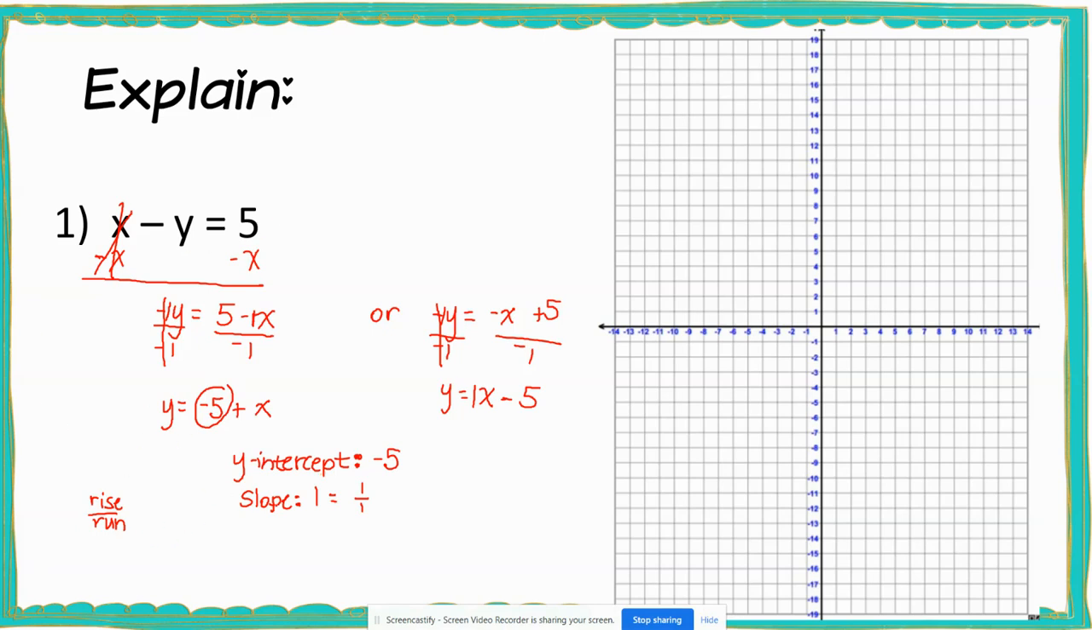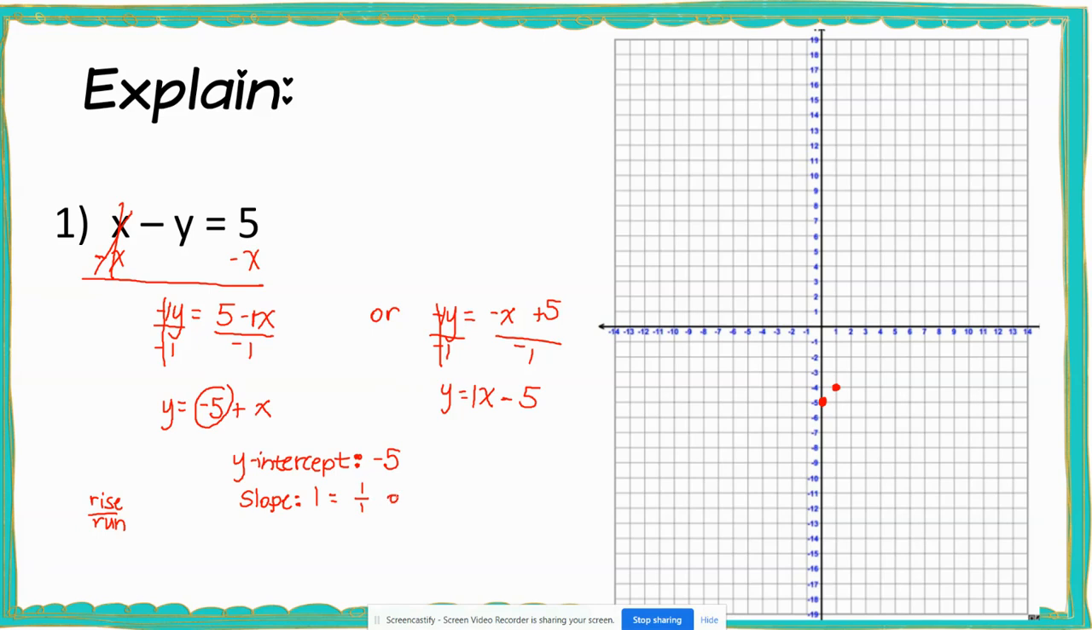Now that I have the y-intercept and the slope, I'm going to put this on my graph. My y-intercept is negative 5, so I'm going to go down to negative 5 on my y-axis, and I'm going to put a point. My slope is 1, but remember that's 1 over 1. Since that's a positive 1 as a rise, I'm going to move up 1, and since my run is +1, I'm going to move right 1, and then I can have another point.